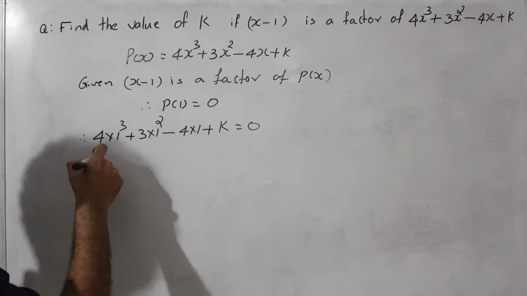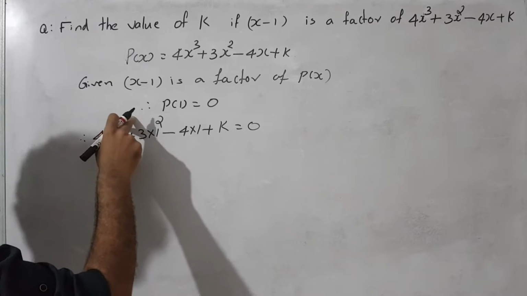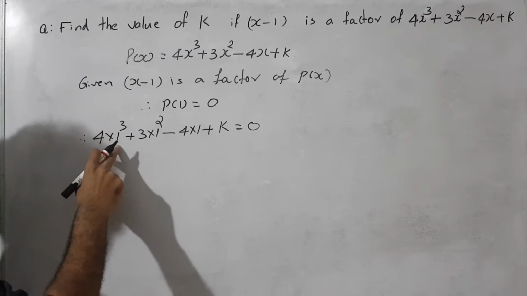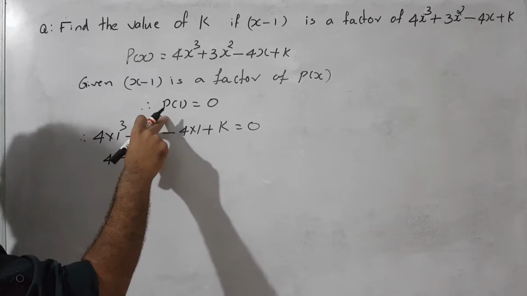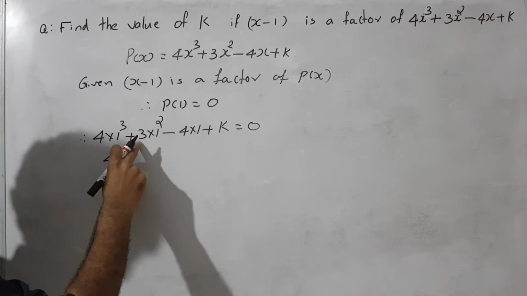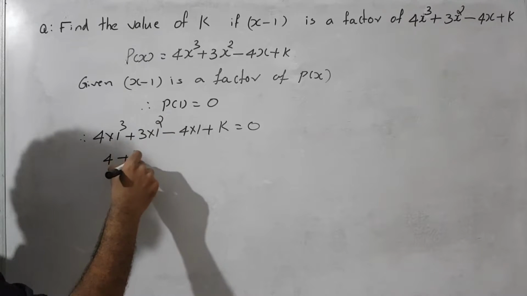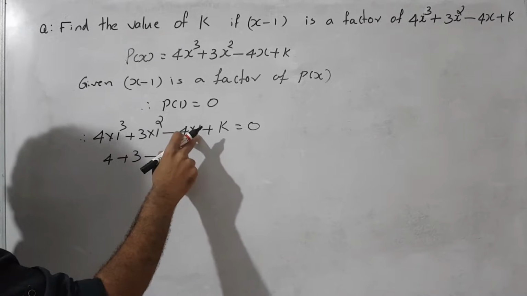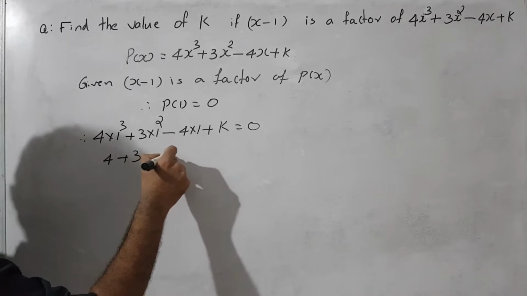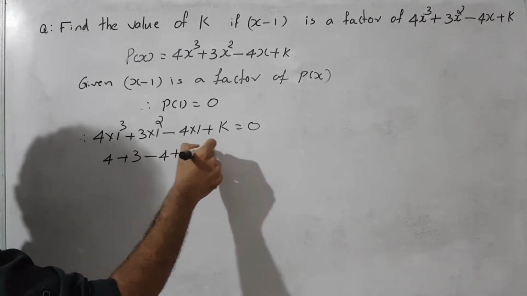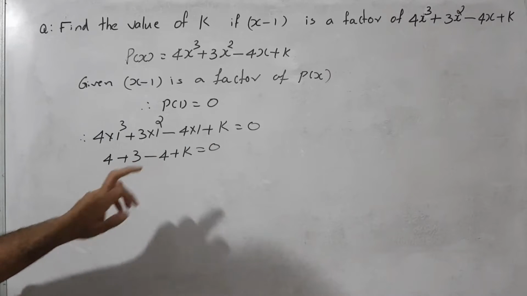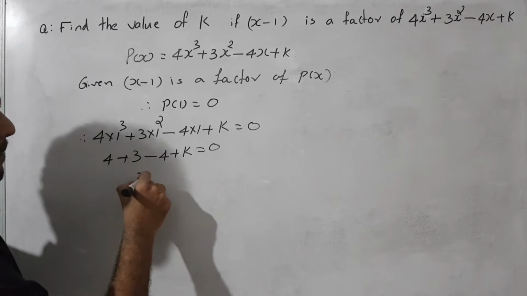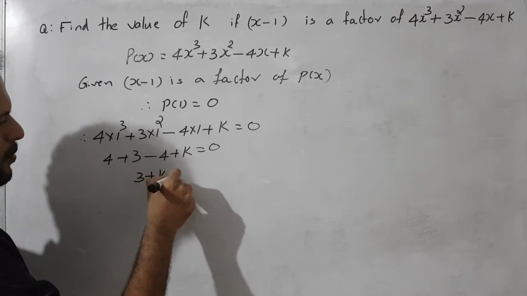Then 4 into 1 cube, what is 1 cube? 1. 4 into 1, 4. Plus 1 square, what is 1 square? 1. 3 into 1, 3. Minus 4 into 1, minus 4. Plus k is equal to 0. 4 plus 3, 7. 7 minus 4, 3. 3 plus k is equal to 0.